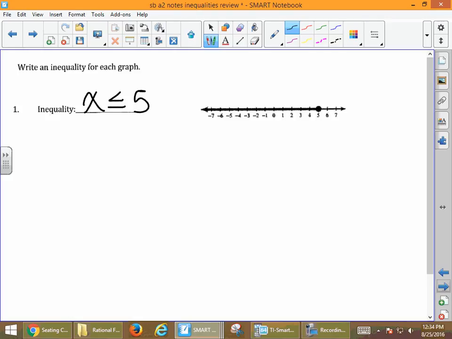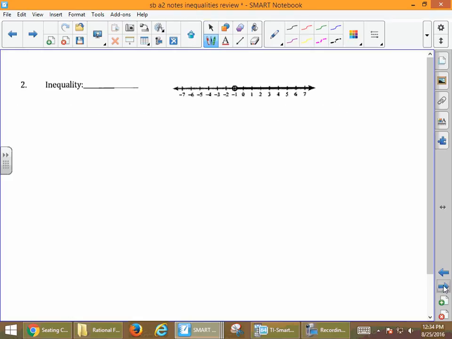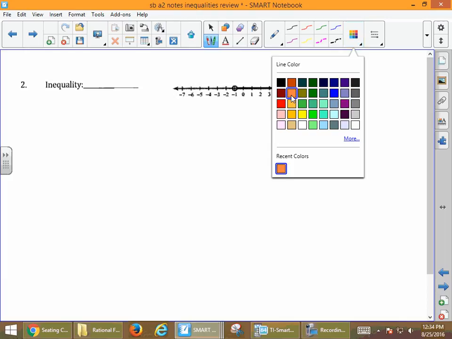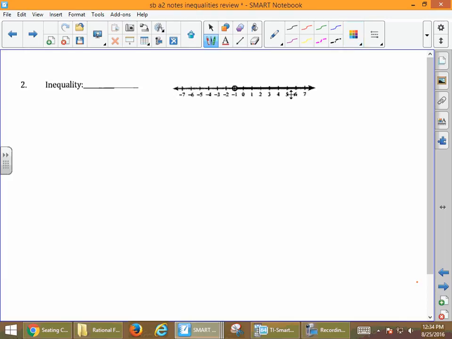In contrast, when we look at example number 2 here, we've got an open dot on this one. Still going to start with my letter on the left. Our shaded in area is to the right, but because it's an open or a not filled in circle, it's going to be greater than -1.